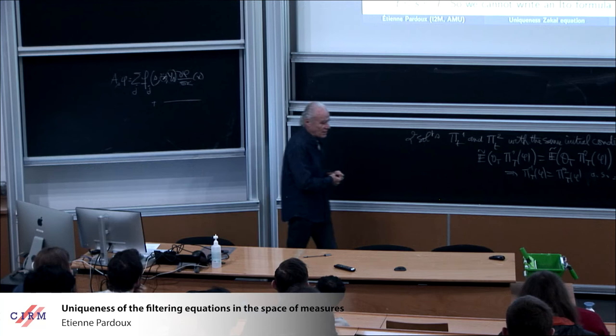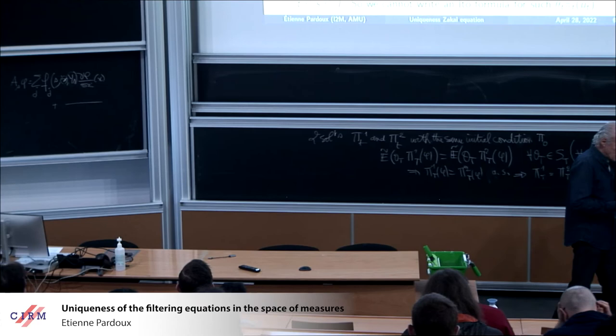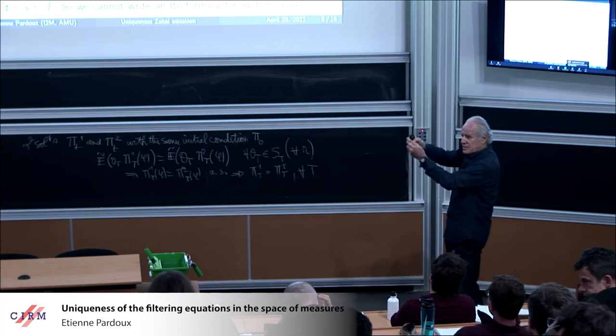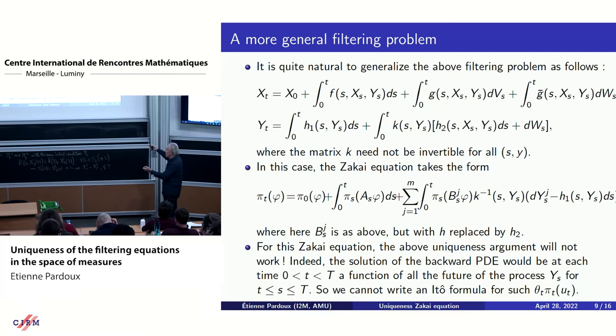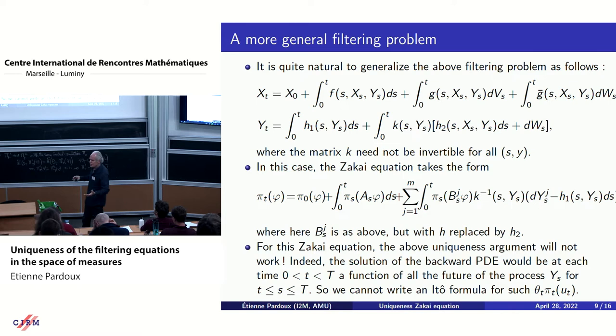So therefore, if you think of the backward PDE I had for my u, I solve a backward PDE from capital T back to zero. And of course, at some intermediate time t, the solution will depend on all the future of Y. So clearly, this guy will not be adapted. You cannot write an Itô formula for this, because this is adapted to the past. pi_t also is adapted to the past, but u is adapted to the future of a certain, let's say, Brownian motion. So that breaks down completely.